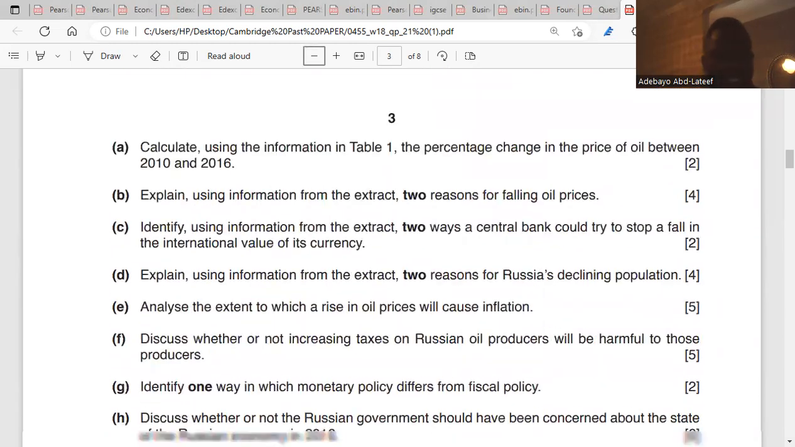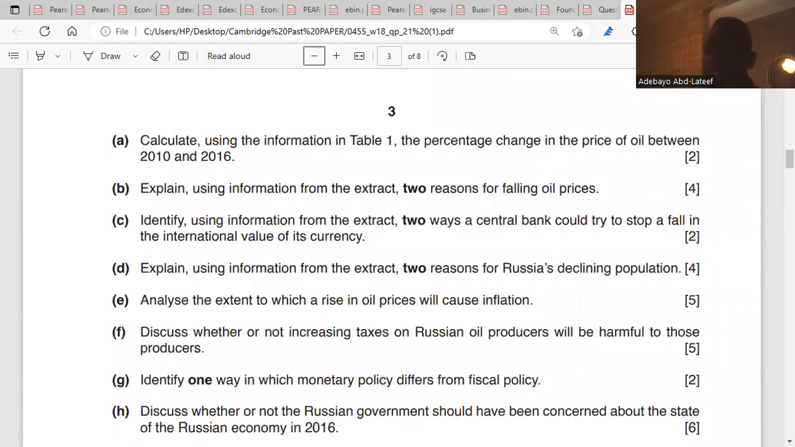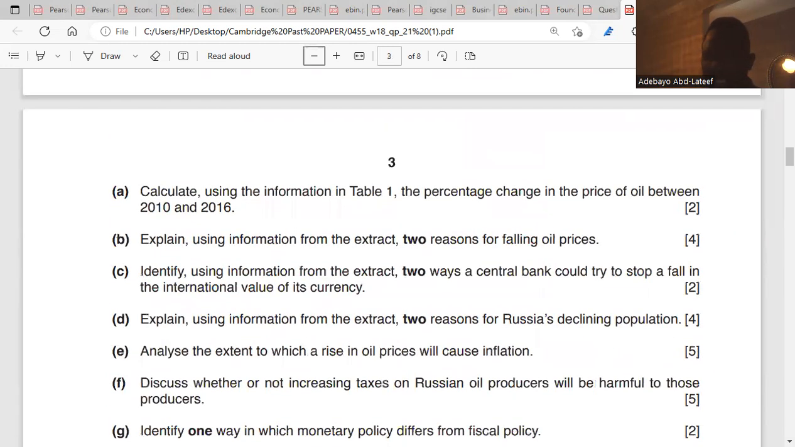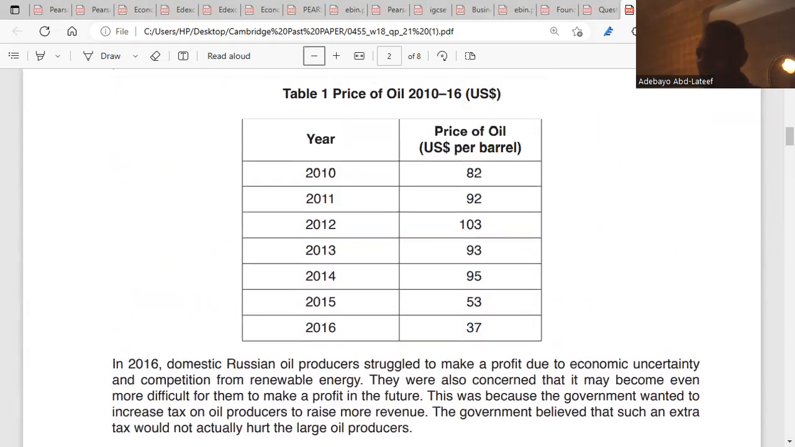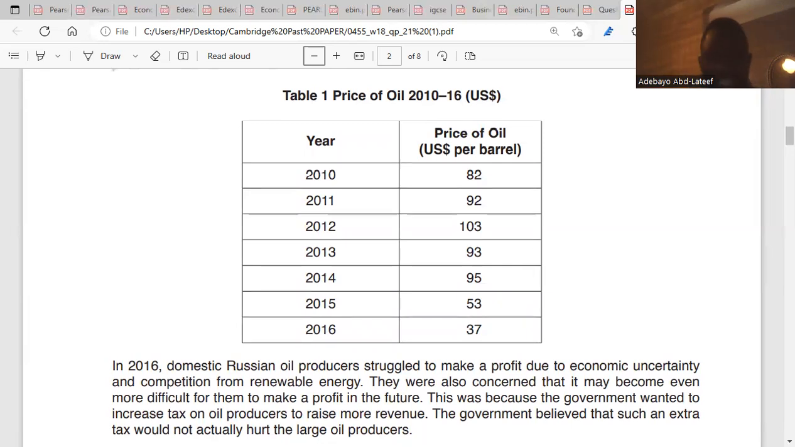So question 2. They said, explain using the information from the extract 2 reasons for falling oil prices. Before we even go to the extract, a fall in price would have been as a result of excess supply. Did you get the point? Excess supply would lead to a fall in price. An increase in competition might also lead to what? A fall in price. So let's check the case study.